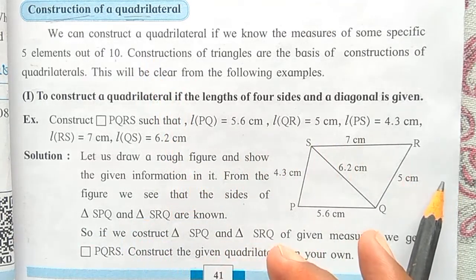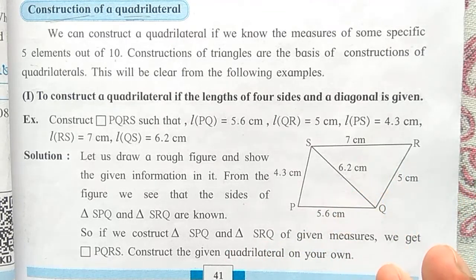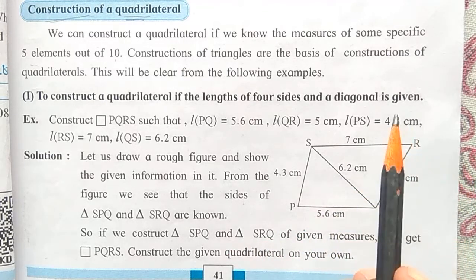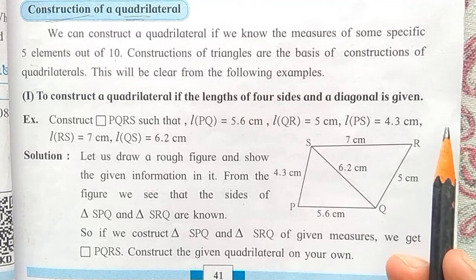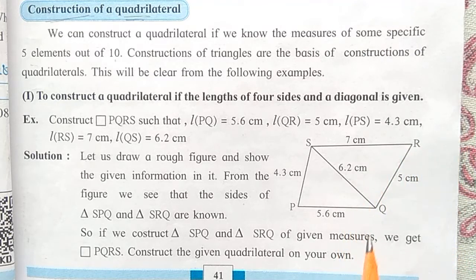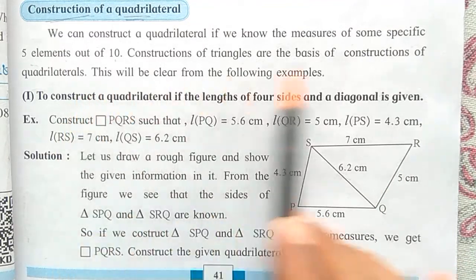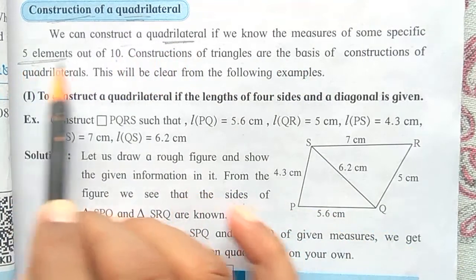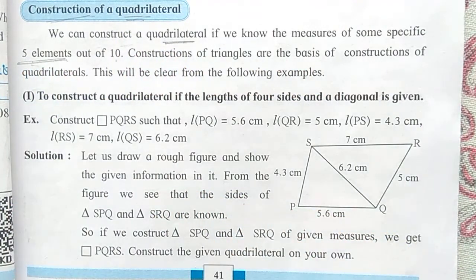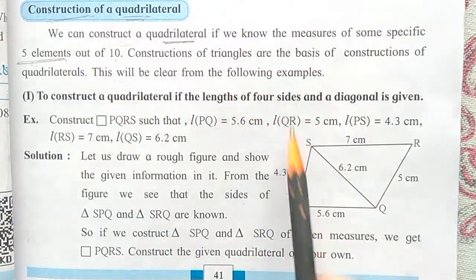Either 2 sides are given and 1 angle is given, or 3 sides are given, or 3 angles are given, or one side and two angles are given, or two sides and one angle is given, but minimum 3 elements are necessary for the construction of a triangle. The same way, for the construction of a quadrilateral, minimum 5 elements are necessary. Then this will be clear from the following example.